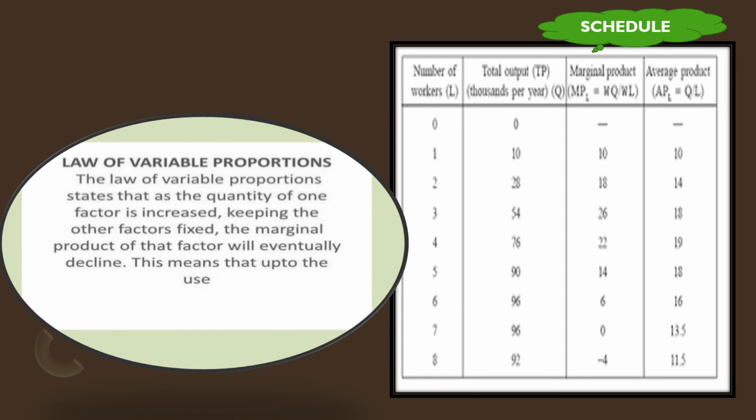Now students, as you can see, as we go on increasing labor, that is from 1 to 2, 2 to 3, 3 to 4, till point 3, marginal product is increasing. That is, at the third level of labor, marginal product is 26. However, after the third level of labor, it starts declining. There comes a point where it reaches 0, and then it ultimately becomes negative. This is the main concern of the law of variable proportion.